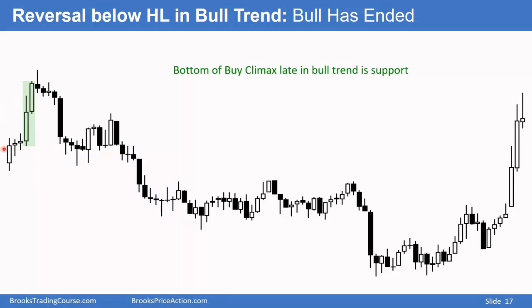Since we cannot see the bars to the left, we don't know if this is late in a bull trend, but let's assume that it is. The bottom of a buy climax late in a bull trend is support. It's a magnet. The market usually gets drawn to it, and usually the market dips at least a little bit below. Usually you get some kind of a bounce, and then the market decides whether it'll form a double bottom, break above the neckline, and rally for a measured move, or a failed double bottom, break to the downside for at least a measured move.